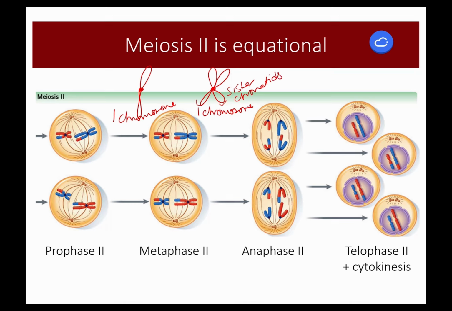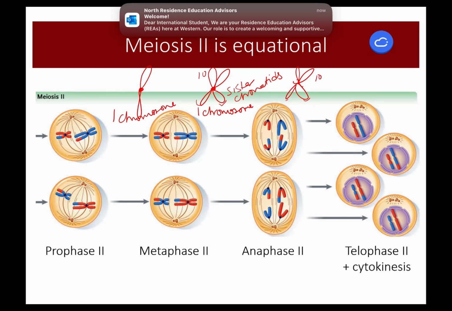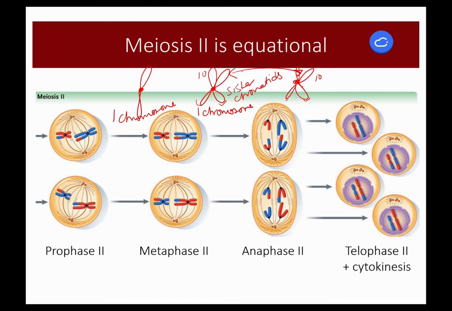So for example, if this is chromosome number 10, you have chromosome number 10 from one parent, and you also have chromosome number 10 from the other parent. These are homologous pairs. These are also sister chromatids, and this is also one chromosome. If you compare this one and this one, these are non-sister chromatids.